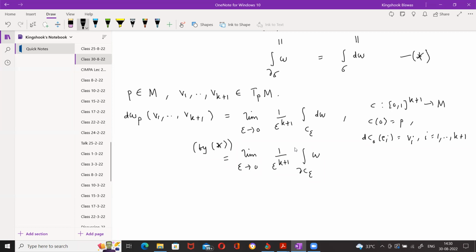Okay. So for example, suppose k is equal to 1. So let's say omega is a 1 form, and say in 2 dimensions to make life simple, n equal to 2, say in R2. So omega is equal to, say, p dx plus q dy.